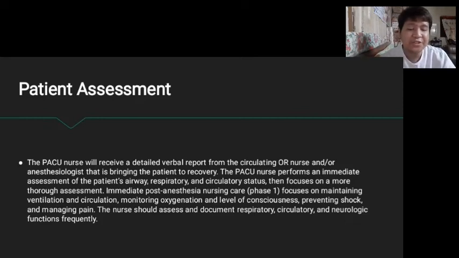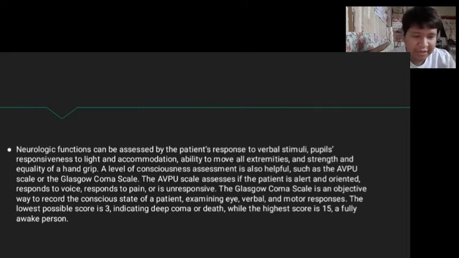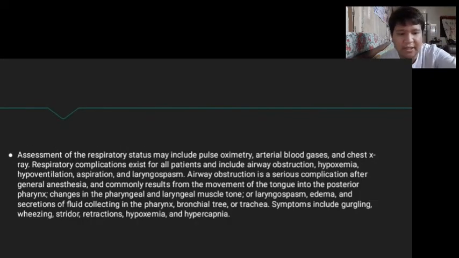So, neurologic functions naman, check mo yung utak ng patient. Yung function niya, conscious ba siya after the surgery? Response to verbal stimuli, like pupils, responsiveness, light accommodation, ability to move all extremities, and strength and equality of hand grip, level of consciousness assessment, such as the Glasgow scale, mga ganon. Mga pain scale, after that, yung conscious niya, verbal.